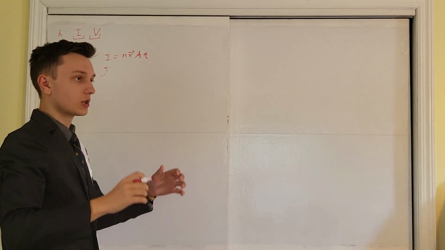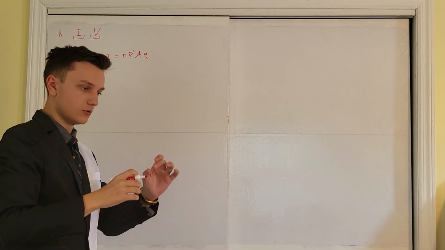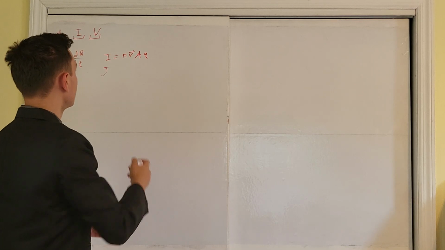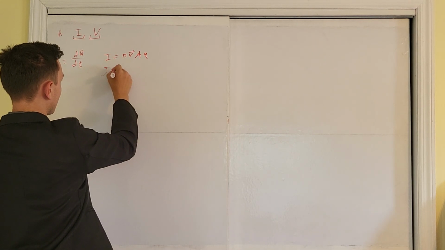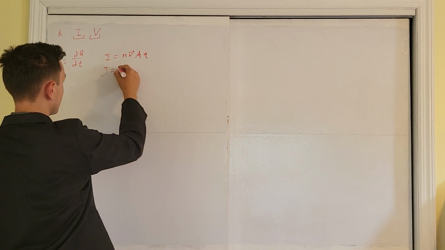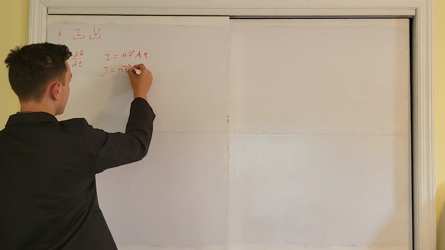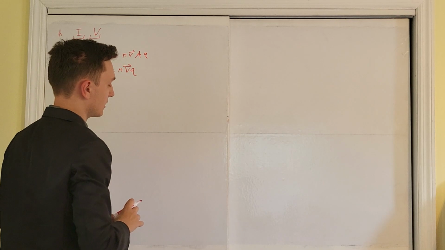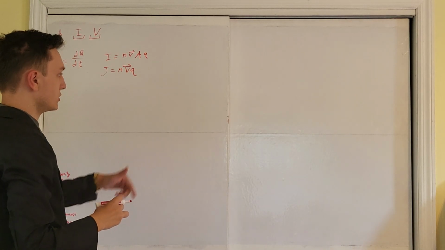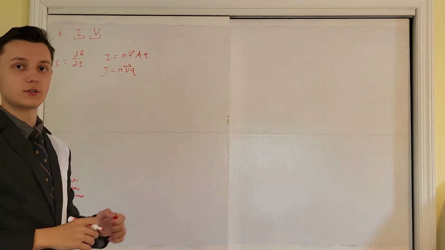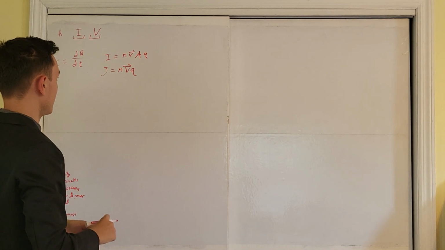How much current is flowing through this cross-sectional area is what it tells us. So your current density is going to be your number of charge carriers times the charge carrier's velocity times the charge that each individual carrier exhibits. Okay, these two equations are not on your reference sheet. They are just derived equations.